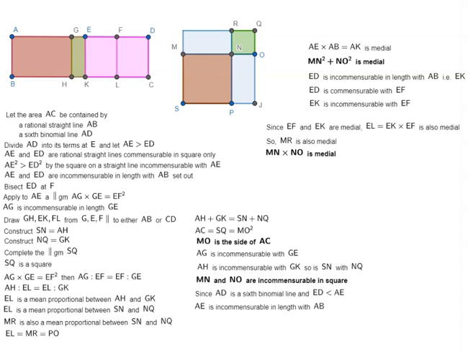Since MR is contained by MN and NR, but NR is equal to NO, so MN and NO are the straight lines which contain the area MR. And MO is nothing but MN plus NO. So MO is the side of a medial plus a medial area. So that was proposition number 59 of book 10 of Euclid's Elements.